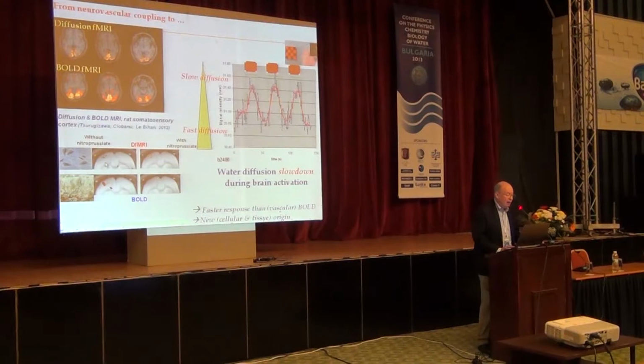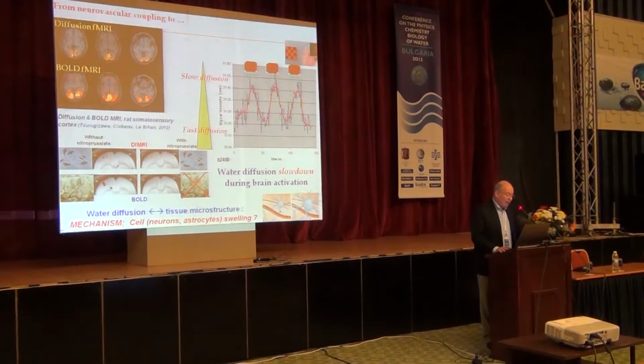Activation is observed with diffusion and with the BOLD method, no surprise. But if we give the animal a drug which is interfering with neurovascular coupling, so there is no more increase in blood flow, you see that the BOLD response disappears, but the diffusion response is still there, which means that we are looking at something which is really related to something going on in neurons, not vasculature. What is it? That's a big question. And that's maybe where I need your help, but I'll show you that it might be linked to the structure of water.